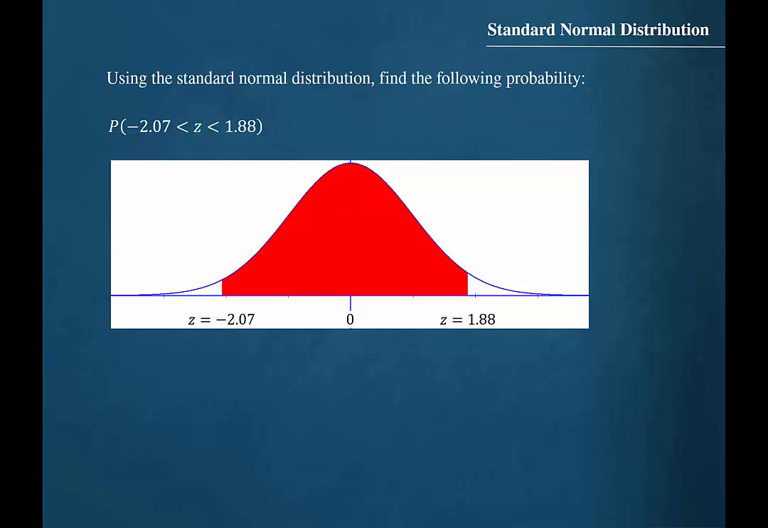This can also be described as finding the area under the normal curve between 2.07 standard deviations to the left of the mean and 1.88 standard deviations to the right of the mean.